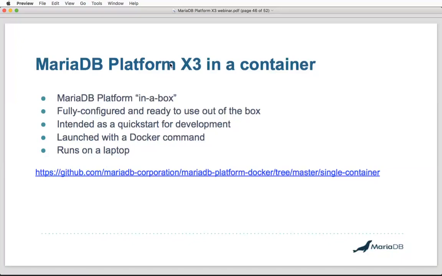You can launch it with a simple Docker command. You can run it on your laptop. Warning for everyone, it is not intended to run in production this way. We do have separate containers for running in production. But this one is really just a getting started container that simplifies things and makes it easy and fast.